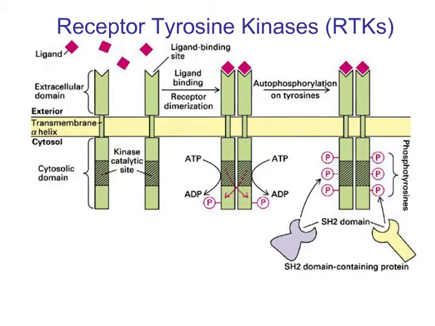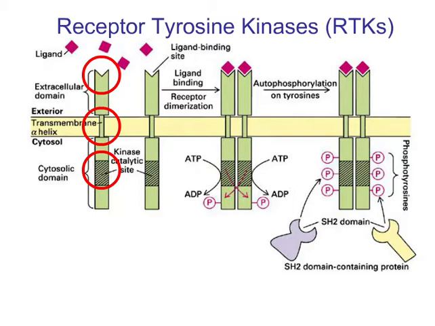Receptor tyrosine kinases is a relatively large family of cell surface receptor proteins that bind to polypeptides and proteins that function as growth factors. Receptor tyrosine kinases have an extracellular ligand binding domain, a single transmembrane spanning domain, and an intracellular cytosolic domain that has the catalytic activity of a tyrosine kinase.